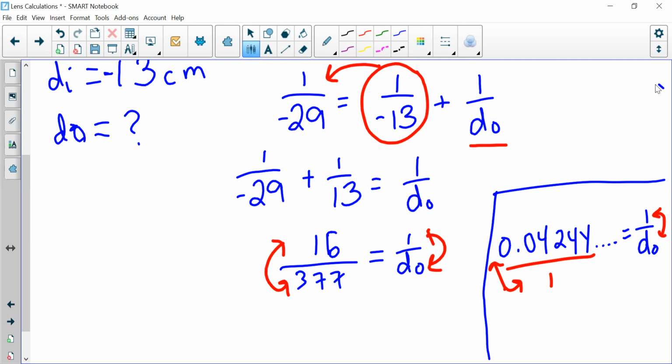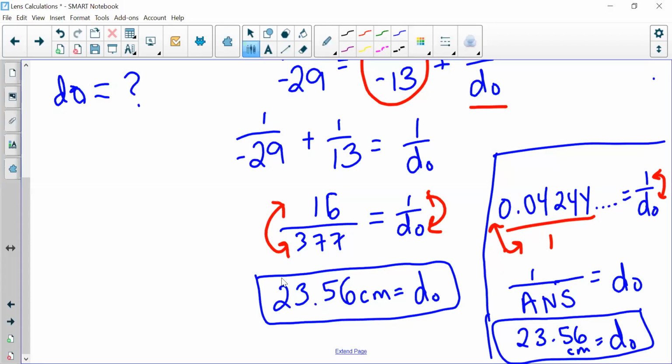Stephanie, what did you put into your calculator that it gave you an error? But when you get DO, it should always be a positive value. So if you end up with a negative, go back and read the question carefully. Make sure focal length is negative because it's a diverging lens. DI is negative because it said it was a virtual image. Okay, so be very, very careful and intentional when you're reading the question. And we should have got 23.56 centimeters.